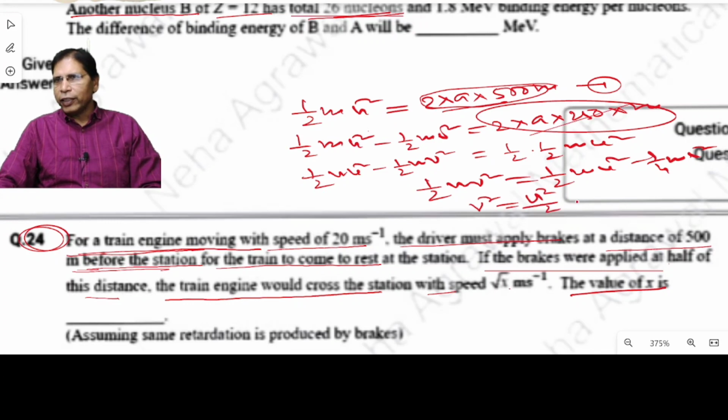So v equals u by root 2. Now u is equal to 20 meter per second, so this is 10 root 2. Now 10 root 2 equals root of 200. Therefore x equals 200. Okay.